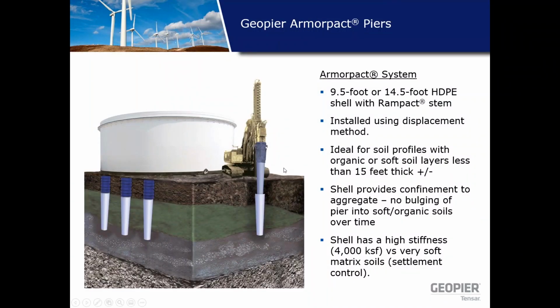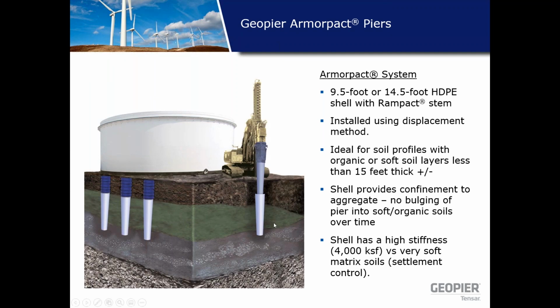Okay, so what is ArmorPact? ArmorPact is basically an HDPE shell that comes in either a 9.5 or 14.5 foot section. And it's ideal for soil profiles where you have organics or soft clays or very loose sands that simply aren't going to be able to support the loads that you need.